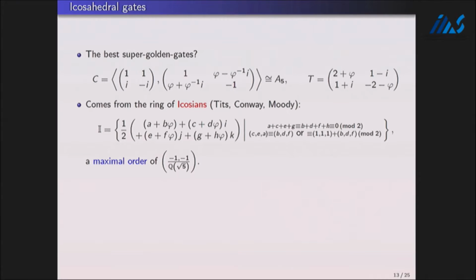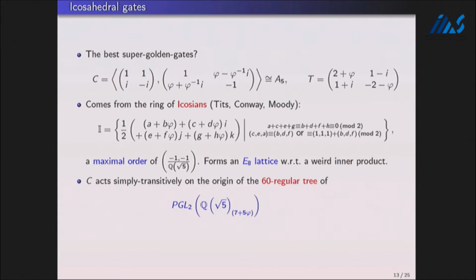It has unique factorization. It forms the E8 lattice with respect to some weird inner product on the Icosians. And Peter conjectured that this should be useful for fault tolerance as well. It seems to be nice. And what we had to verify is that indeed the icosahedral group acts simply transitively not on the origin, but on the neighbors of the origin of the 60-regular tree of this p-adic field.